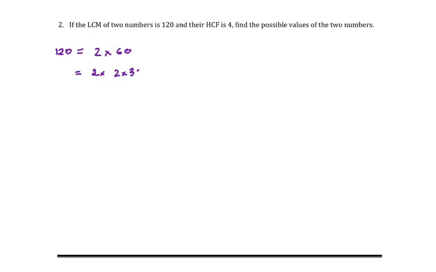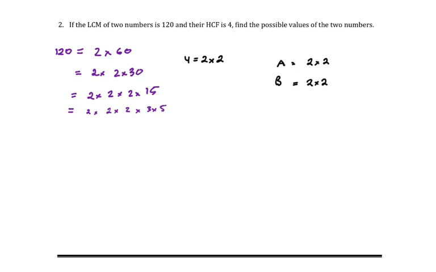Okay, so we'll break it down. 2 times 2 times 30, 2 times 2 times 2 times 15, and then break 15 down into 3 times 5. So this is the prime factorization of 120. 4, the prime factorization is just 2 times 2. Let's choose two numbers A and B. Okay, so we know that they must have two 2s in common, and only two 2s in common, since their highest common factor is 4, 2 times 2.